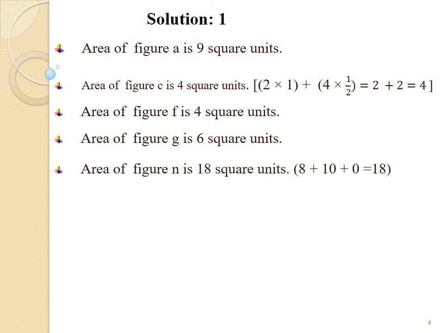Now, answer N. Figure N contains 8 fully filled squares, 10 more than half-filled squares, and 9 less than half-filled squares. Thus, the area of figure N equals 8 plus 10 plus 0 equals 18 square units. Students, find out the areas of the remaining figures by yourself.